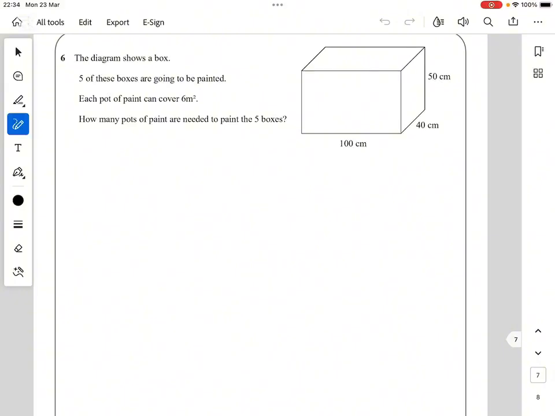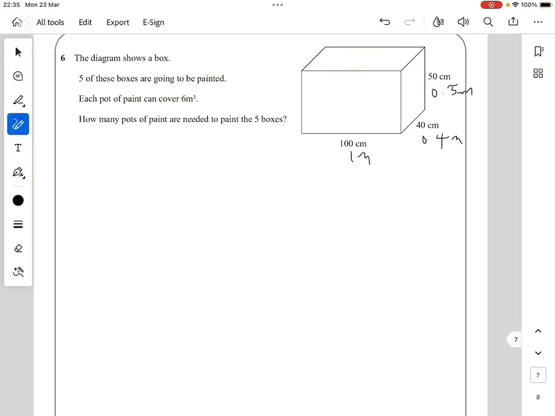First of all, what's the total surface area of these boxes? We have 100 centimeters, which is the same thing as 1 meter. Then we have 40 centimeters. You do 40 divided by 100, which gives us 0.4 meters. Then you have 50 centimeters. If you divide by 100, that gives us 0.5 meters. Right, so there's a class I taught on unit conversion. You can see that there.